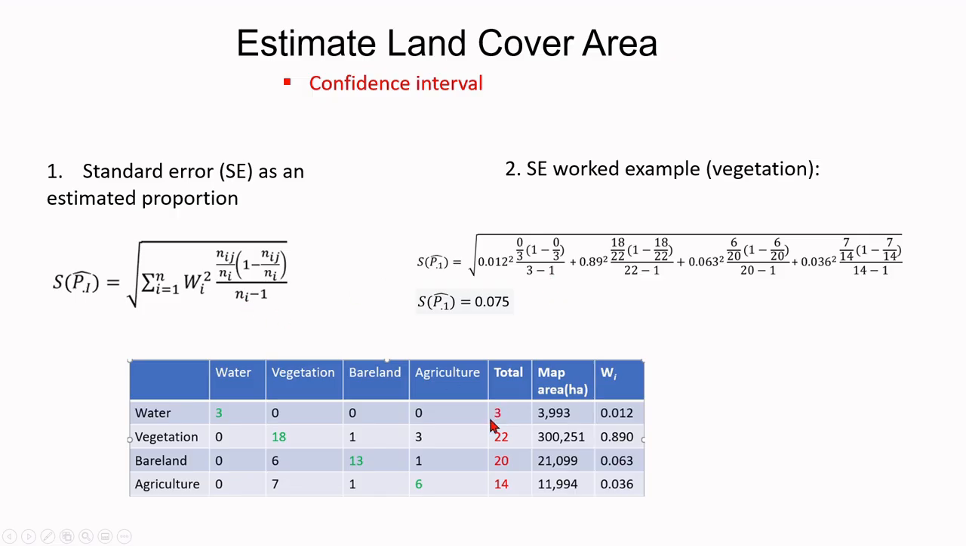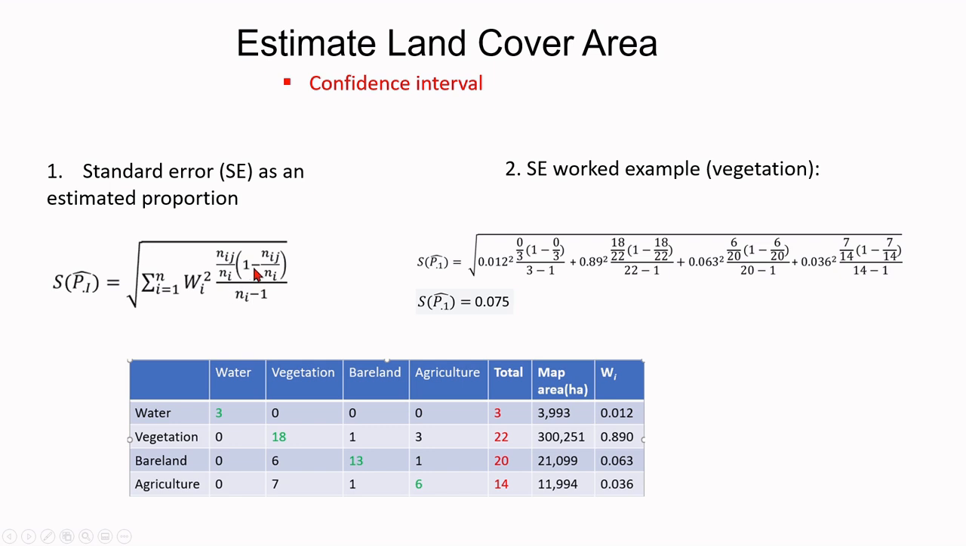So N1 is the 3 here. When you go to the next entry, it is 18. Again, the weight is 0.89 squared, and this is going to give 18 over the total, which is 22. We're just following the formula closely: 1 minus 18 over 22, and the 22 is the total, and you subtract 1 from it. Then we go to the next entry, where the weight is 0.063, and you square it, and you take this entry over the total, which is 20, so 6 over 20.